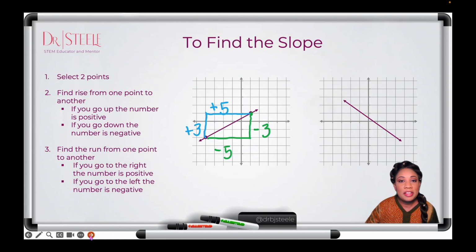All right, let's look at another example. Again, the first thing we want to do is to find our 2 points. So for this one, I'm going to start here, and I'm going to go down 1, 2, 3, 4, and then I'm going to go over 1, 2, 3, 4, 5. So our slope is -4/5.